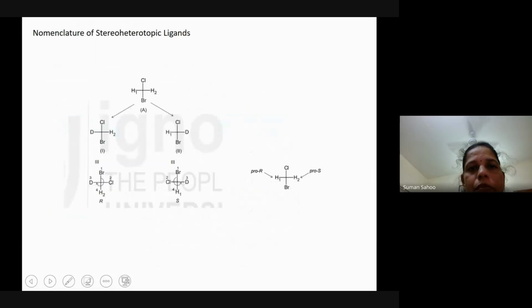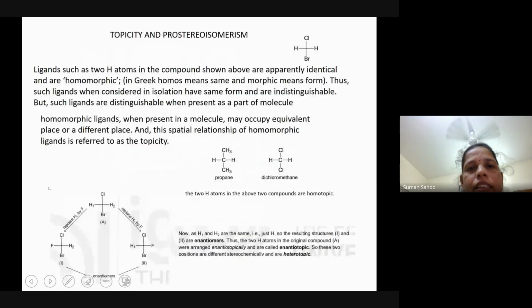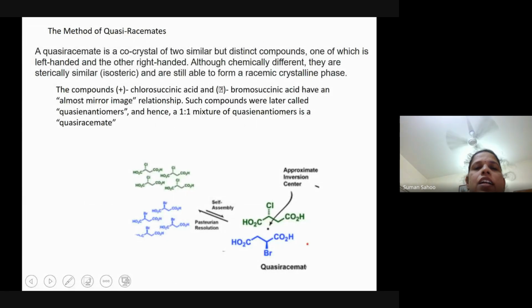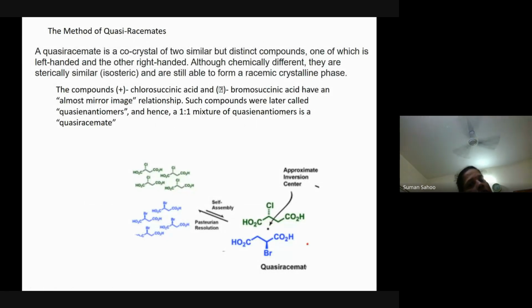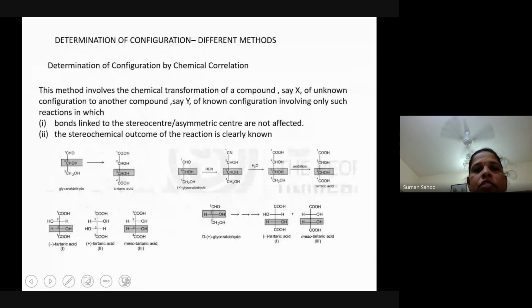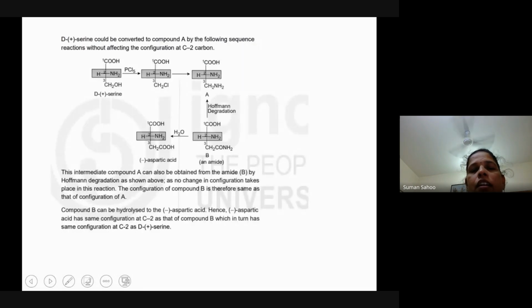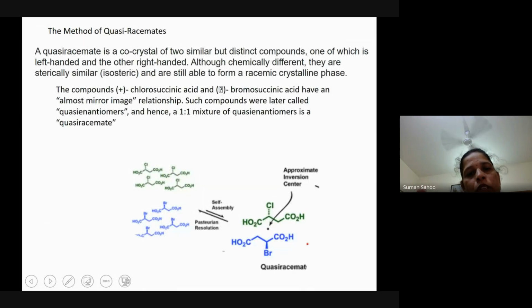Okay, quasi-racemate. That is a method to know the configuration, or to just give the configuration of a compound. Suppose you have a chiral compound. You do not know what its configuration is. You just know that this is your compound, but you do not know whether it is R or S.